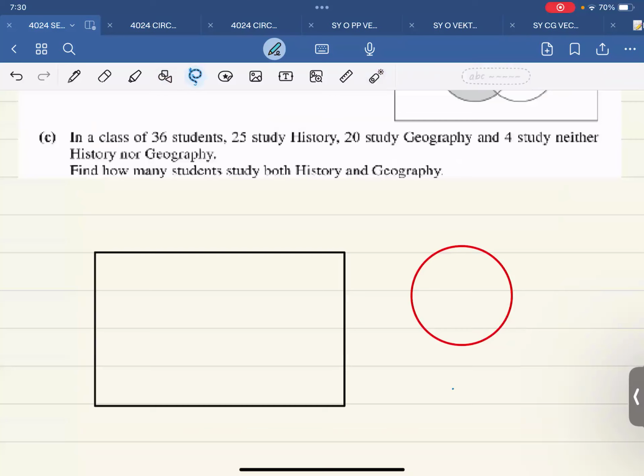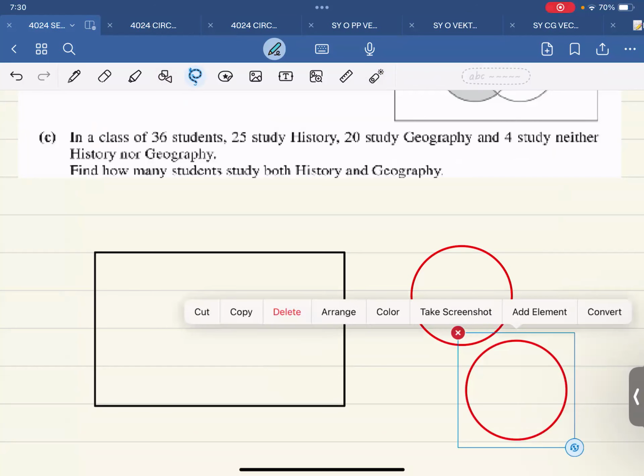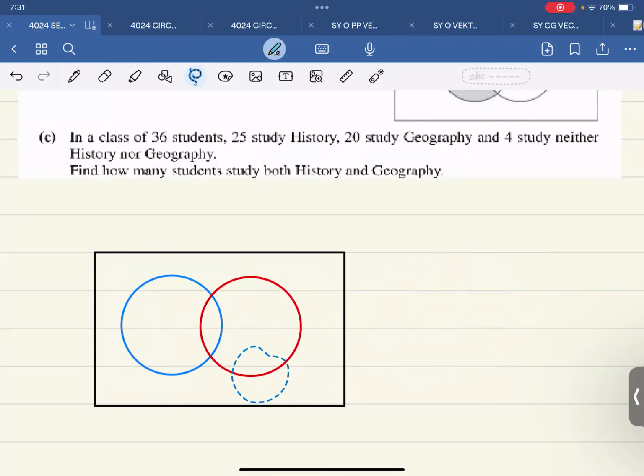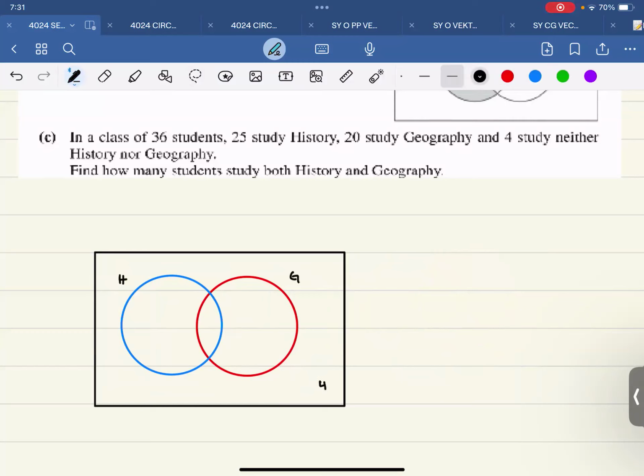Let me paste another circle, and let me change the color to blue. So now there is this circle and this circle, and it says there are 36 students in that class, 25 study history. This is history. This is geography. 4 study neither, so 4 goes on the outside. X goes over here. This is 25 minus X.